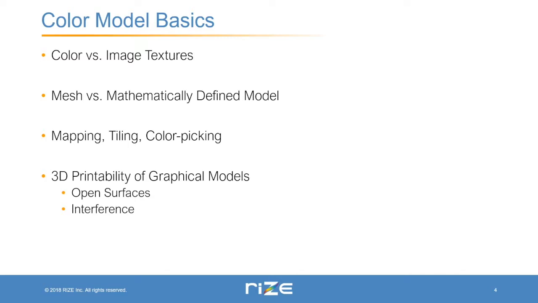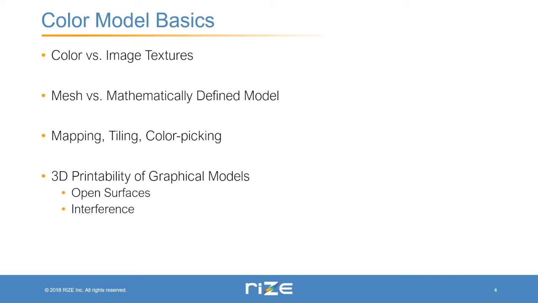And finally, color picking is something that I'm sure most of you are familiar with. It's functionality in programs as simple as Microsoft Paint, and it's simply a way of selecting a color that's already present on a model and being able to use that to apply it over a greater portion of the model.